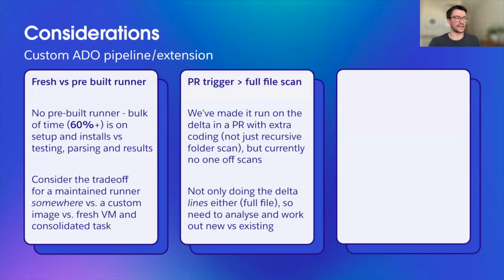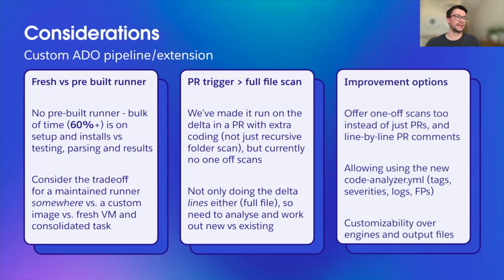And we're also not only scanning the delta lines. So if you change 2 lines of a 100-line Apex file, we'll still get the results of the 100 lines of Apex. So if you've got a load of technical debt in there, they will still crop up. So there is a bit of post-analysis that you still need to do.